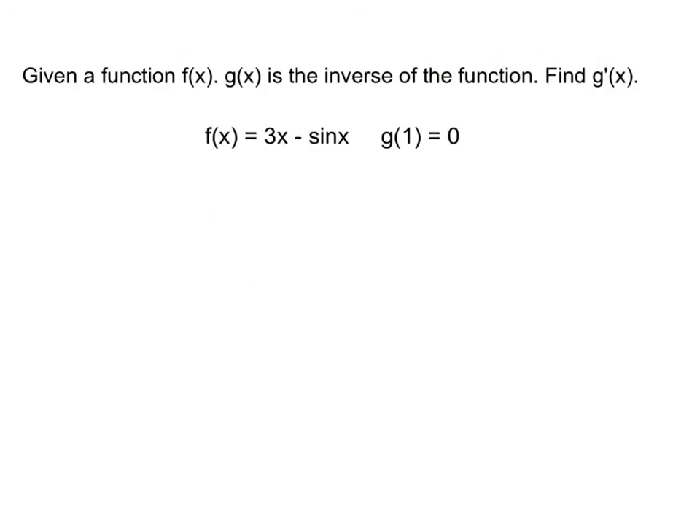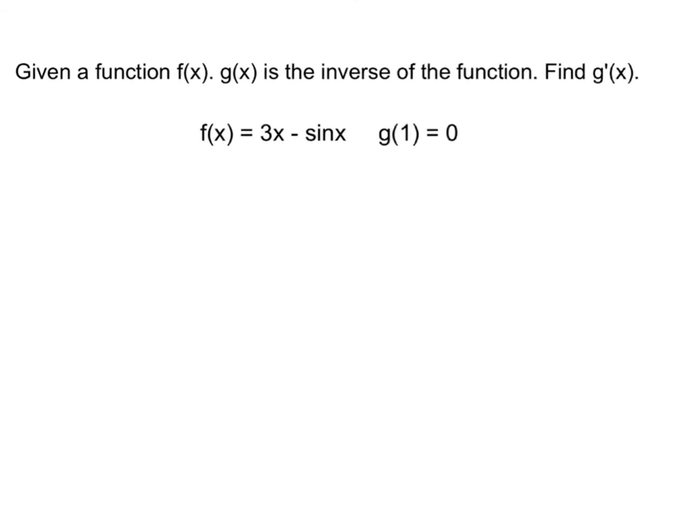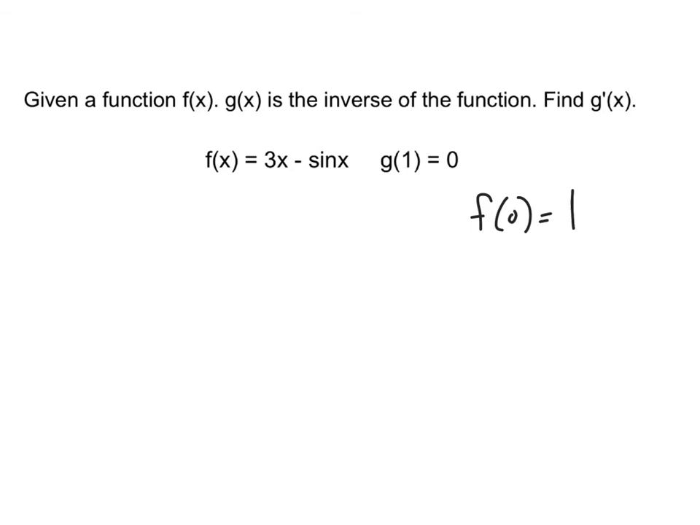Now in this example, we're asked to find the derivative of g of x. Well, g of x is the inverse of the function. So instead of that unwieldy notation, we're just going to call the inverse g. All right, so they tell us that f of x is this function, and g of 1 equals 0. Well, friends, if g of 1 equals 0, then f of 0 is going to equal 1.